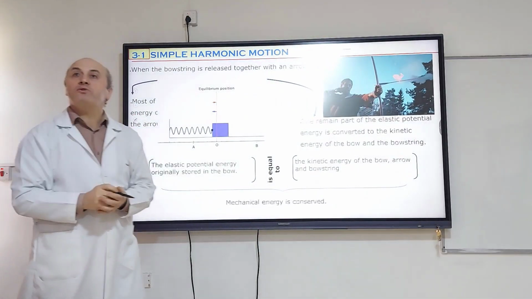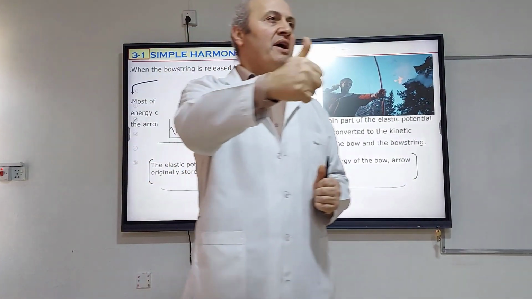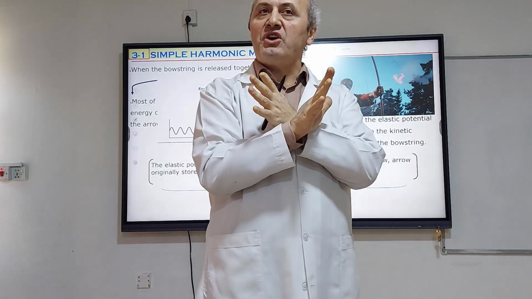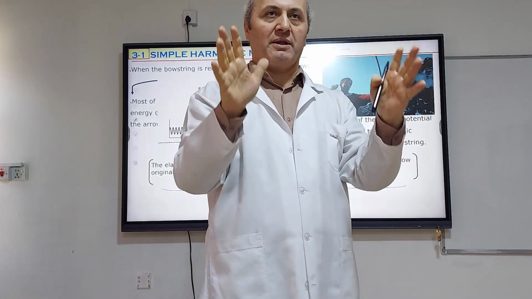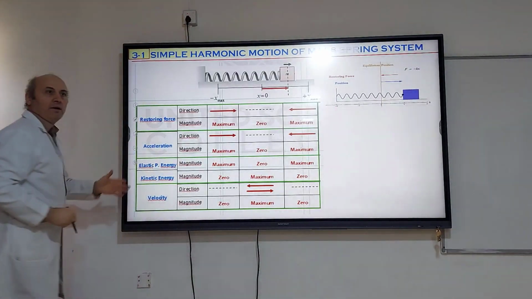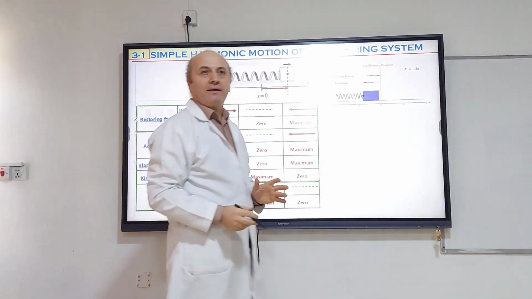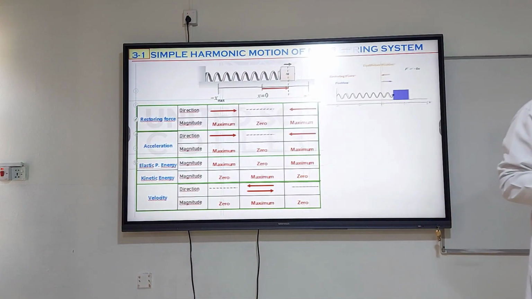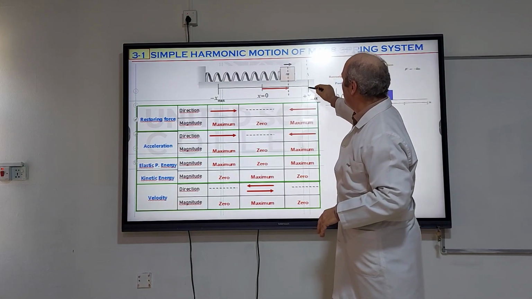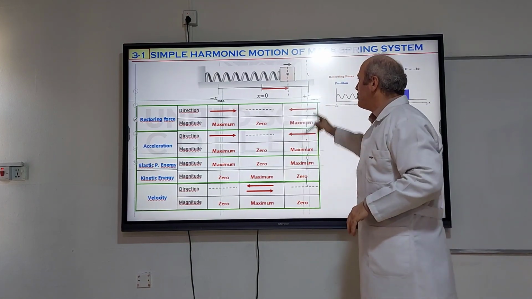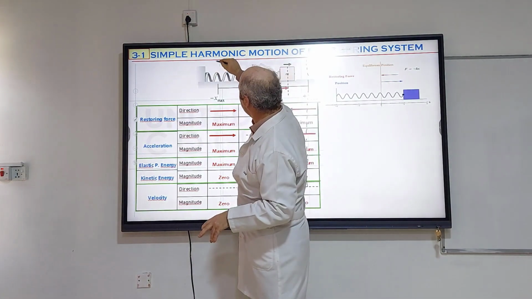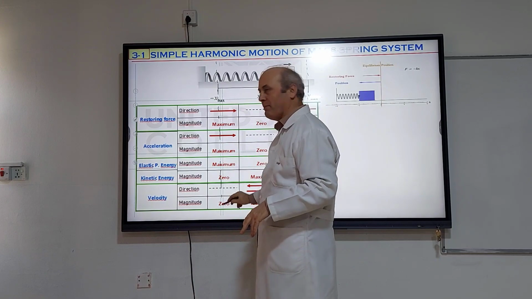Let's talk about how these quantities will change. I mean, as this mass is vibrating right and left, how are these quantities changing? I'll just talk about the table, not the detailed part. Remember the table. As this mass is vibrating, it's vibrating between two extreme points. One of them is maximum stretch, represented by positive x maximum. The other one is maximum compression, which is labeled as negative x maximum.